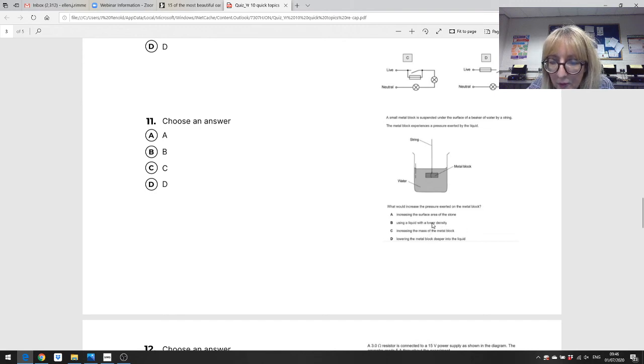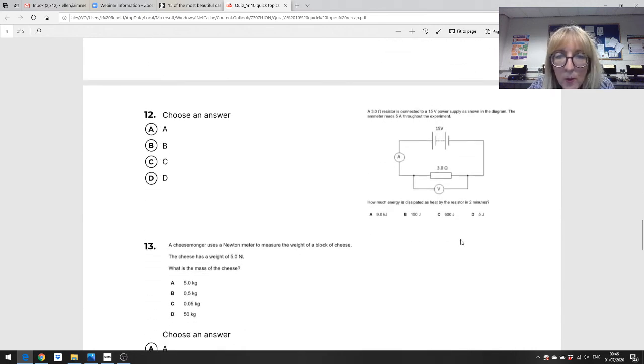Because there's fewer particles per volume. Increasing the mass of the metal block wouldn't really have any effect. And lowering the metal block deeper into the liquid would definitely increase the pressure. So 11 is D.